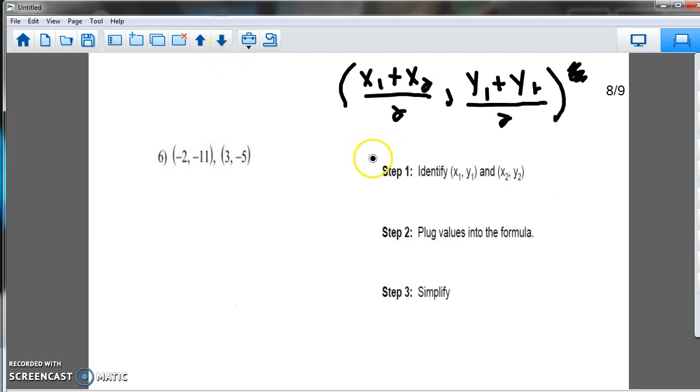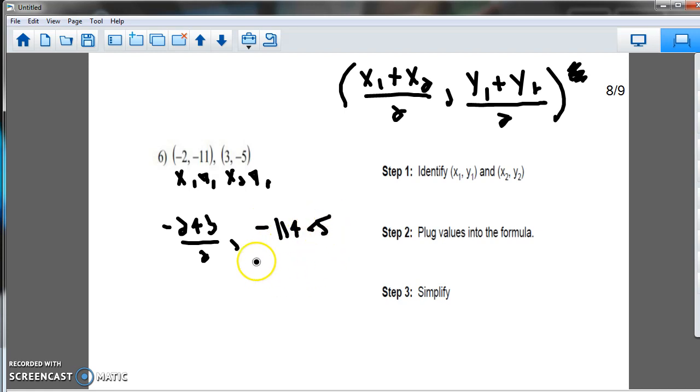All right, so let's look at another example, number 6. We're going to do the same thing, identify what x1, y1, x2, y2 are, and then we're going to plug it into the formula. So we're going to do negative 2 plus 3, plugging the x's in place of x1 and x2, over 2, and then add the y's, negative 11 plus negative 5 over 2.